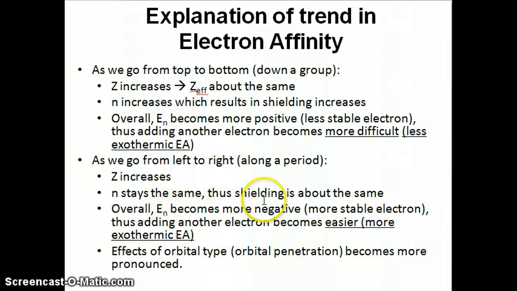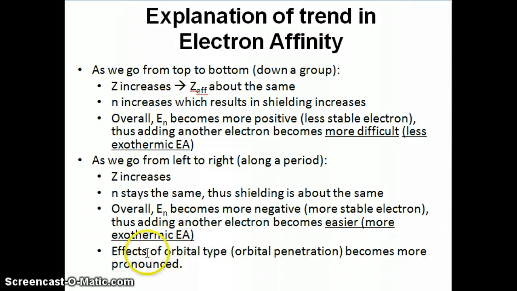So if the electron is more stable, that means the binding energy is more negative. If it's a more stable electron, that means that when you want to add another electron, it should be easier to do because your electron becomes more and more stable. If it's easier to do, that means the electron affinity is more exothermic.